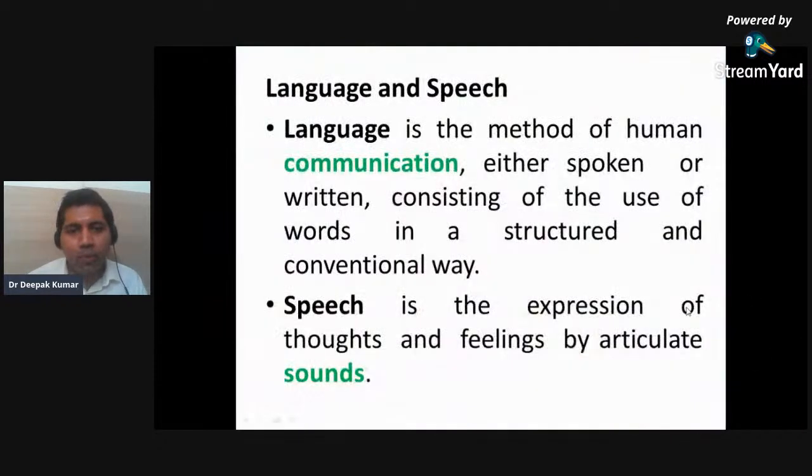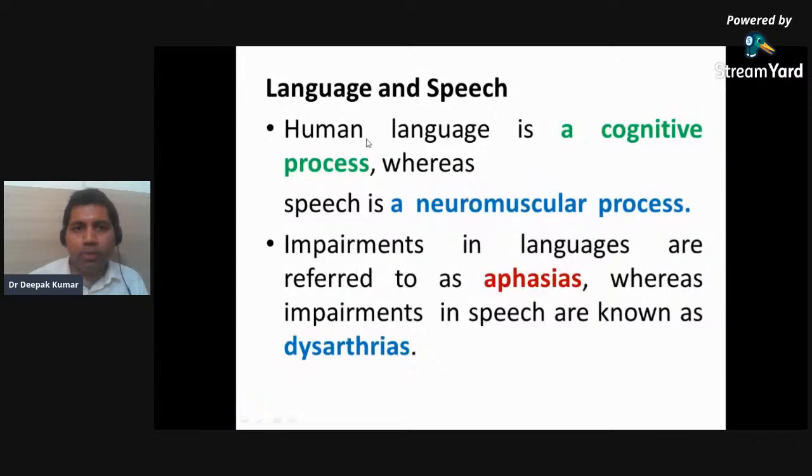So why is it important? We'll go to the next slide. Language and speech: human language is a cognitive process. When the sign was shown, whatever interpretation you made depends on your cognition. If you have never seen a symbol like this, you will say that I don't know what it is. That will be the communication between you and the picture, right? That's a cognitive process. Whereas speech is a neuromuscular process. When I speak, when the sound is produced, there is a neuromuscular process involved. That alone stands as speech.